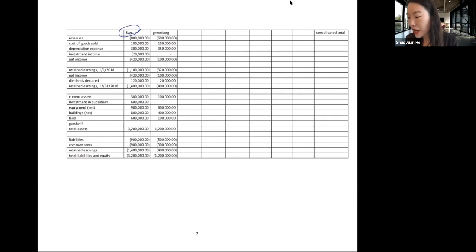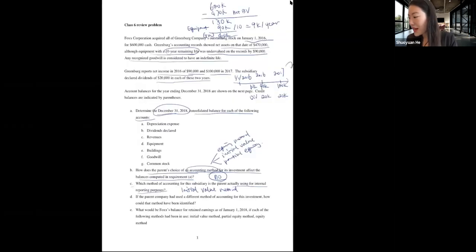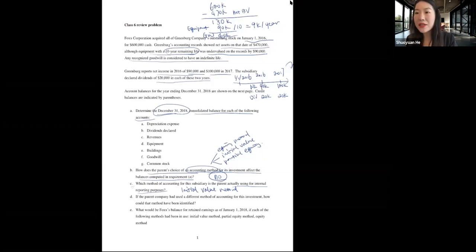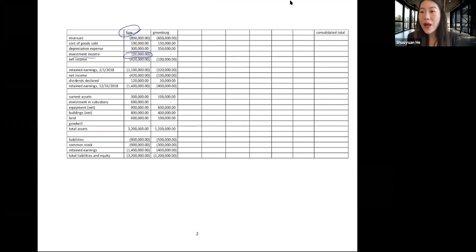First of all, let's look at its investment income. Here, investment income is recorded as 20,000. What is this 20,000? That is the dividend. That is the dividend paid out by the subsidiary in each of the years, right? So when would we record dividend as income? That is only when the parent is using the initial value method. So this is one place you can figure out that the parent is using the initial value method.